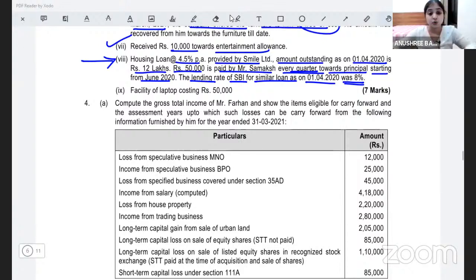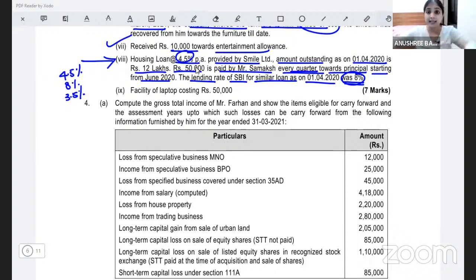All right. So we will see what is the SBI lending rate on the first day of the previous year. That is 8%. And at what rate is my employer giving me the loan? At just 4.5%, which means he's giving me a loan at concessional rate. What is the concession I am enjoying? Can you tell me? I'll give you options. Is the concession 4.5%? Is the concession 8%? Or is the concession 3.5%? What would you say?